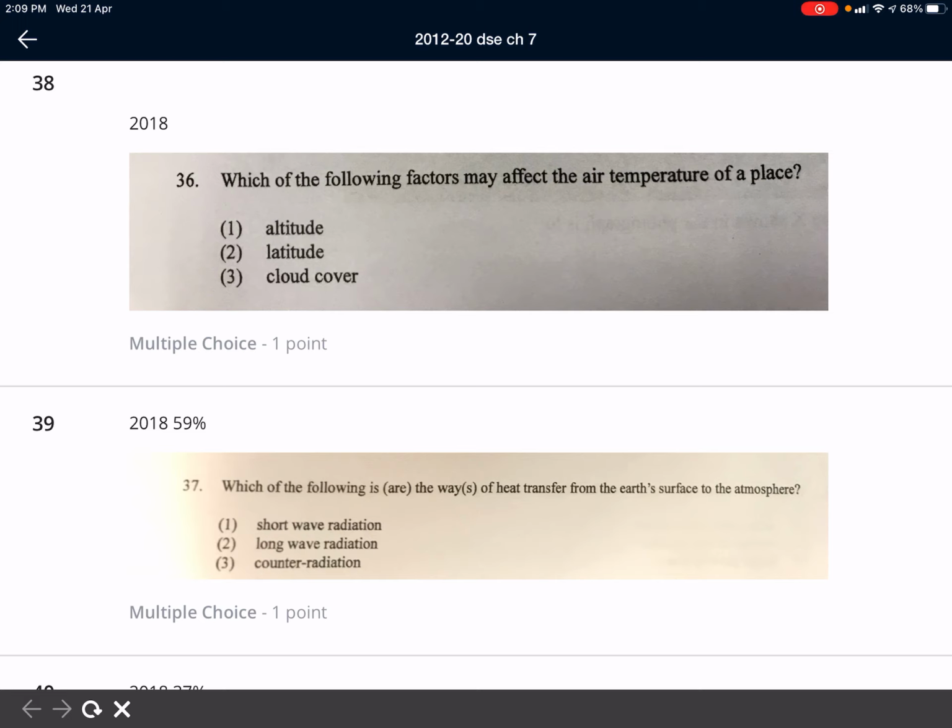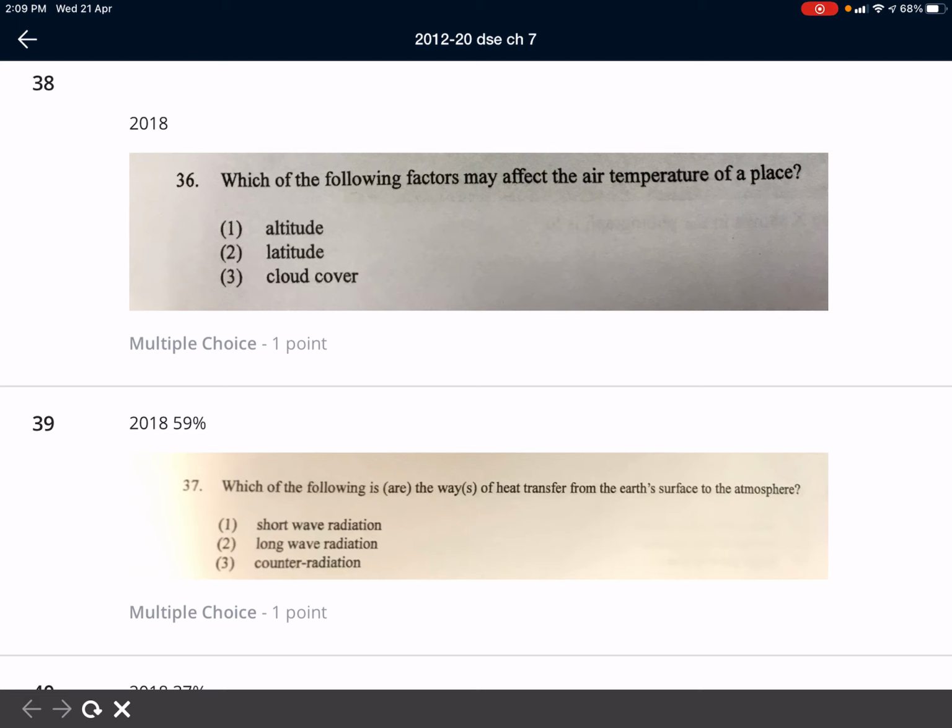Number 39. Which of the following is the route of heat transfer from Earth's surface to the atmosphere? Short wave radiation is definitely wrong, because short wave radiation is talking about the sun's rays reaching the Earth's surface. How about number 2? Long wave radiation is correct, which is the Earth's surface transferring heat to the atmosphere. So number 2 is correct.